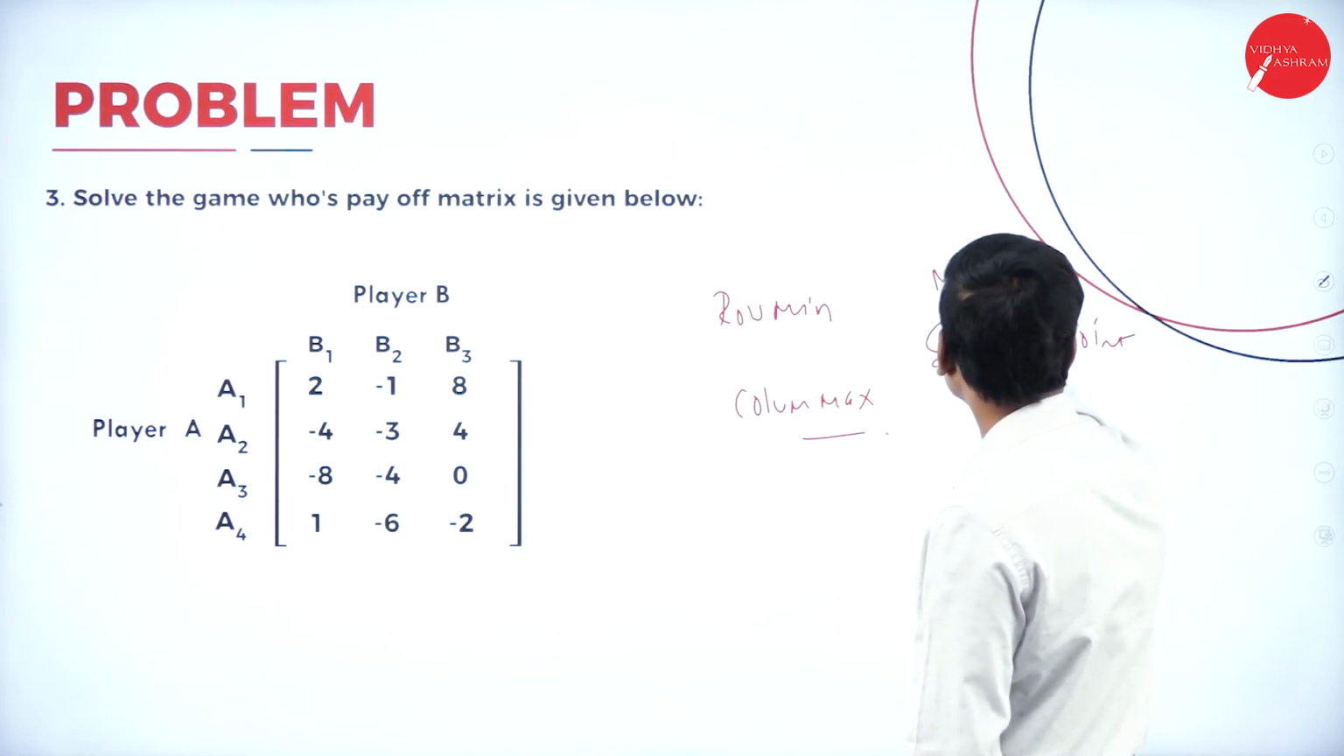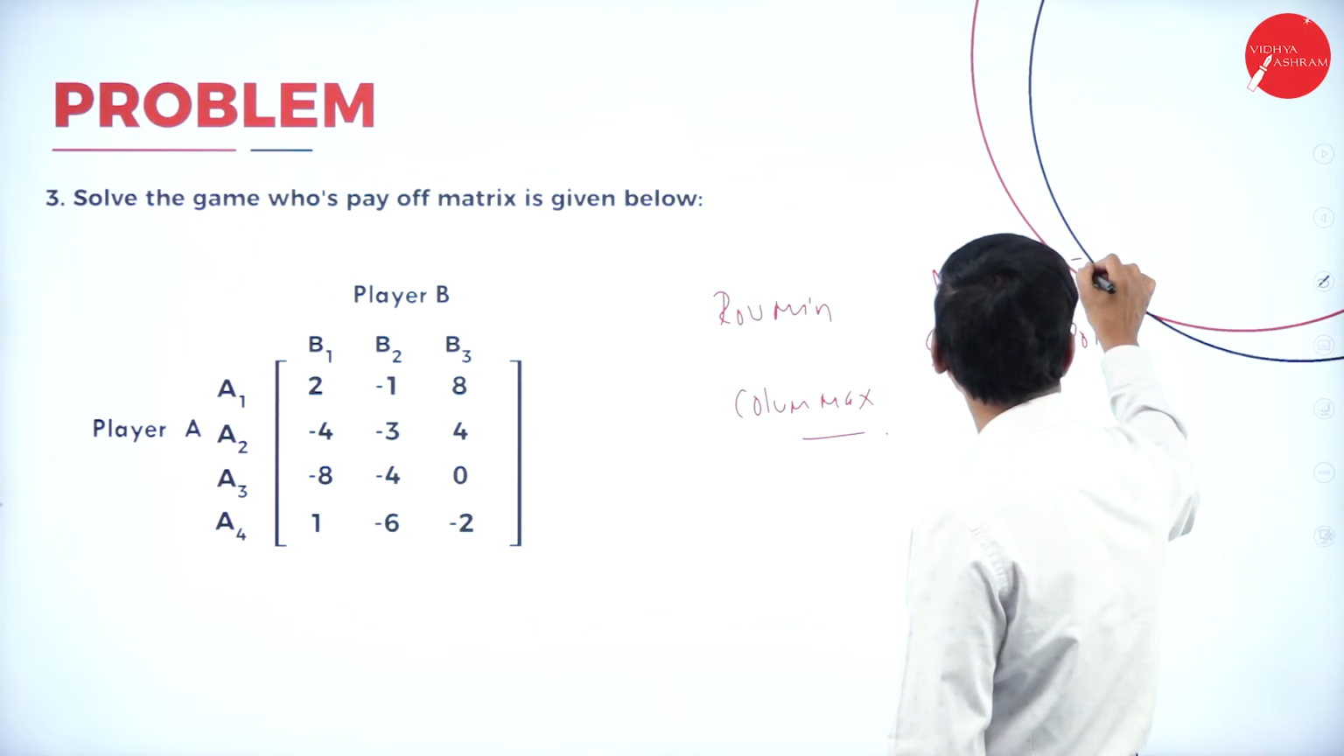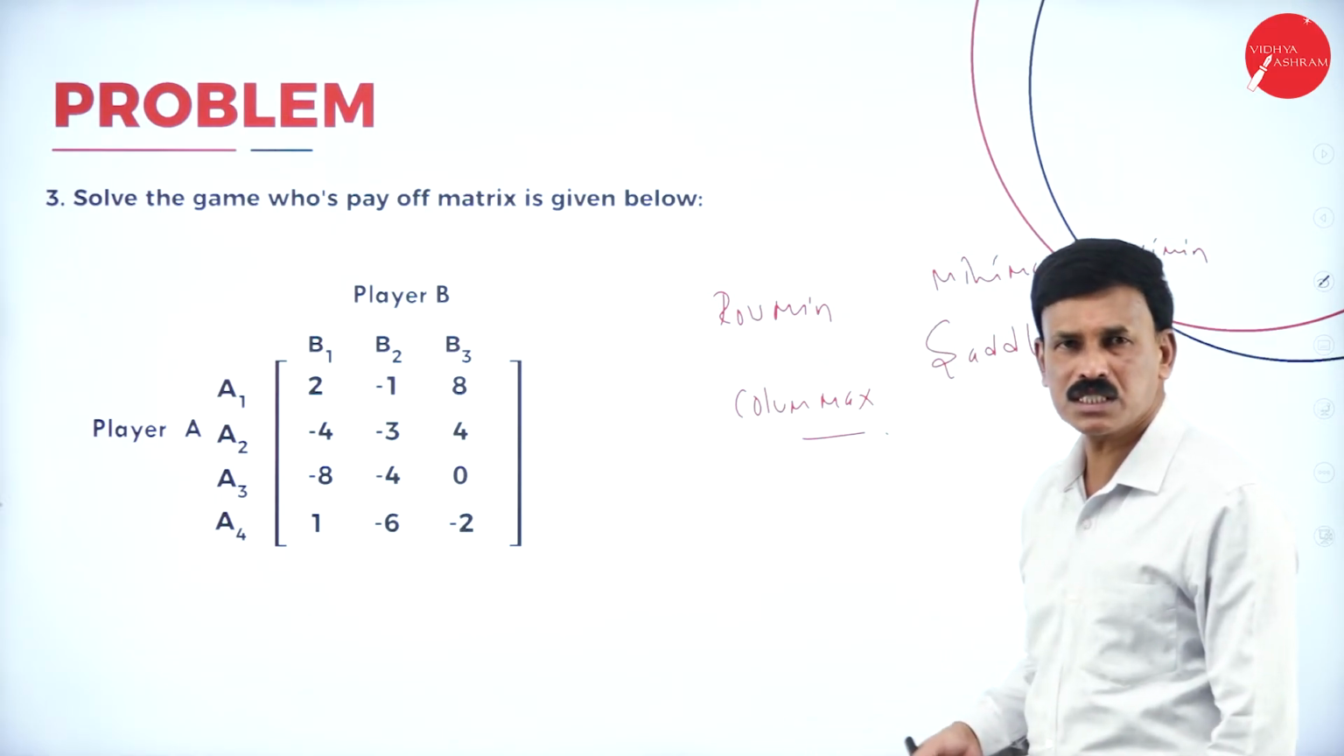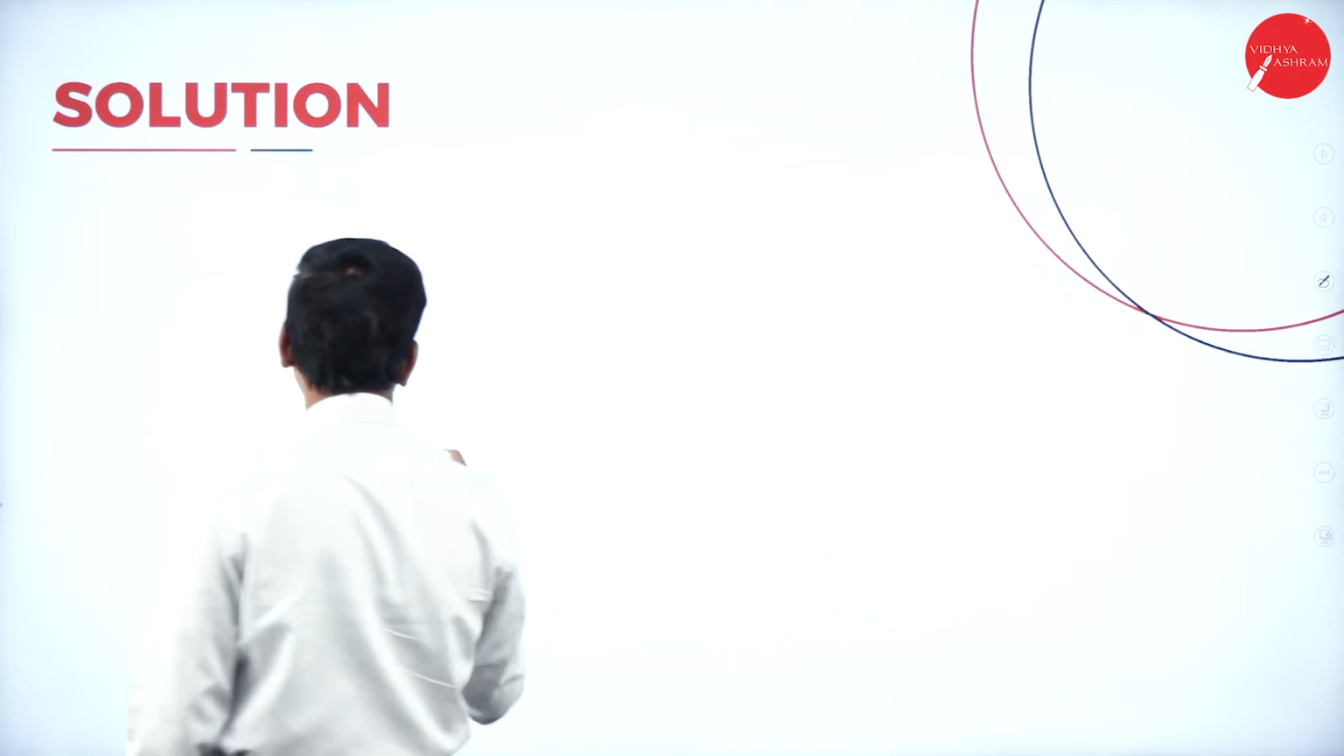That is nothing but minimax is equal to maximin value. If these two are equal, then we are going to get the saddle point. I will go to the next page. I will write here.